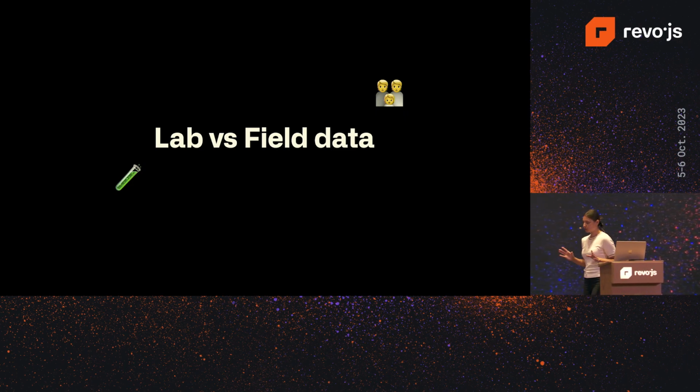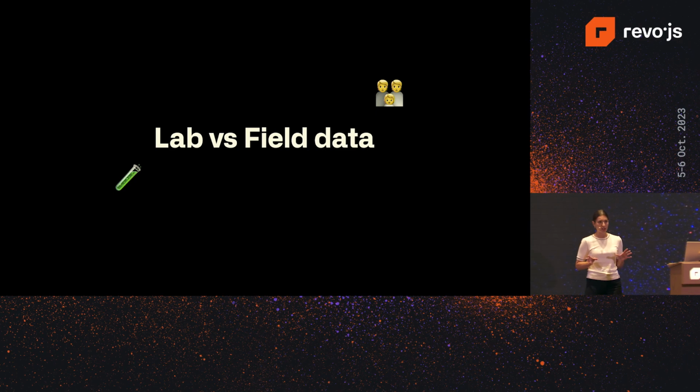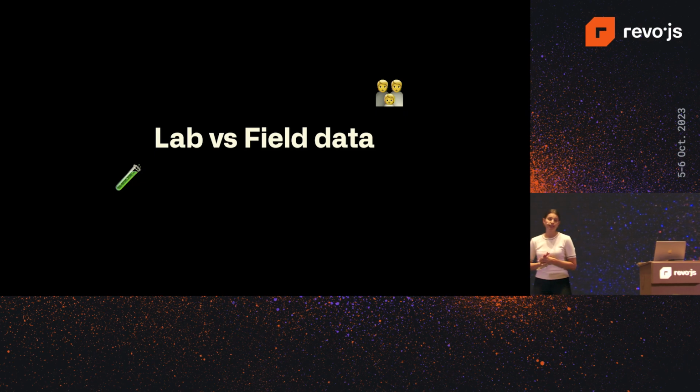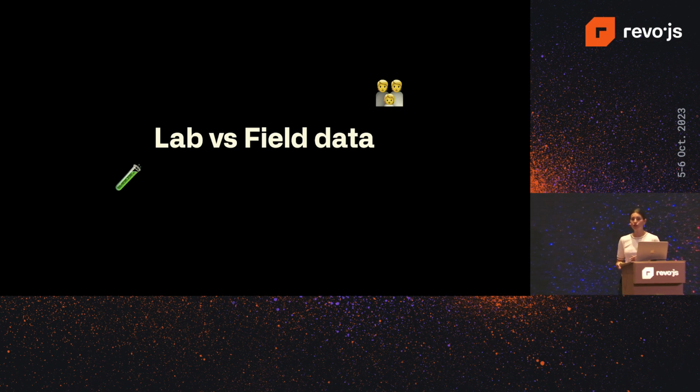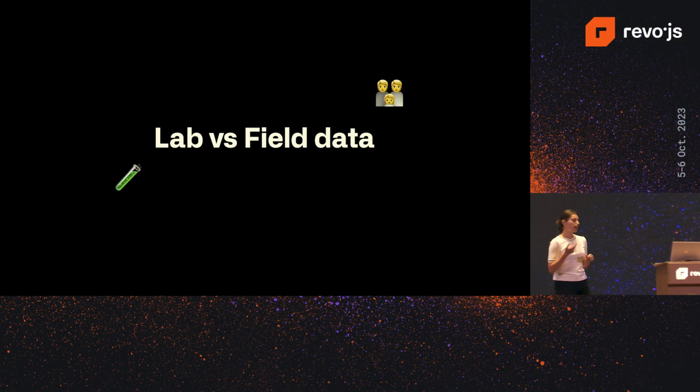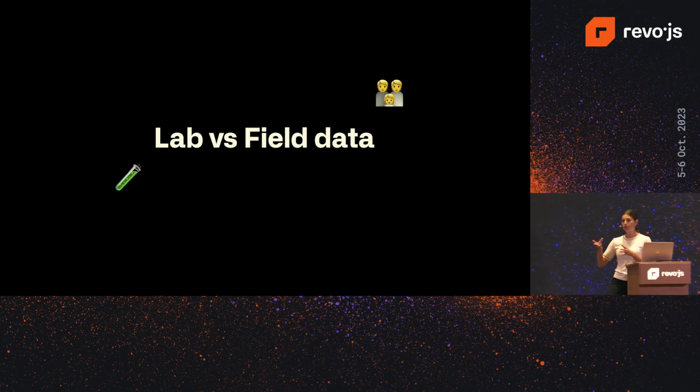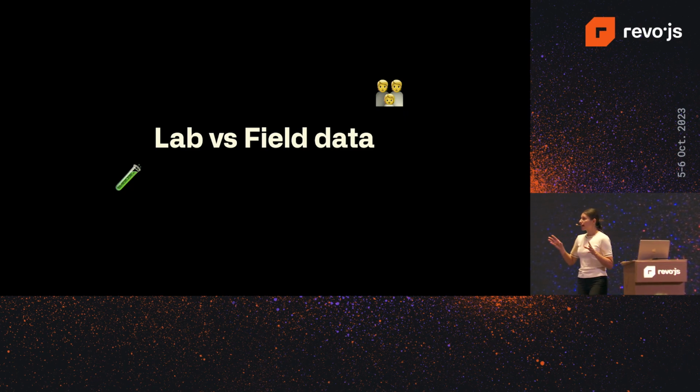So lab data is whatever you do in certain conditions that might not exactly represent the conditions that all your users have. So lab data, for example, as mentioned, will be something that you run in your conditions on your laptop that is influenced by your laptop's capabilities, by your network, and everything. Versus field data is the information you get from your real users, how they're trying to interact with your website, and then you have some stats around this.